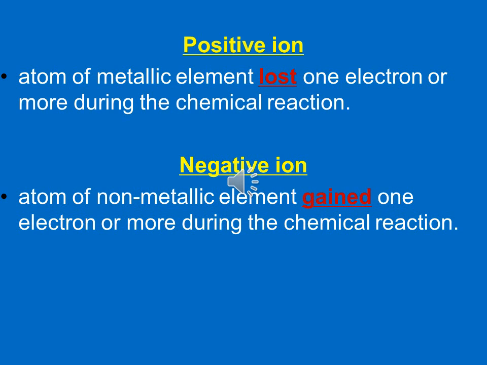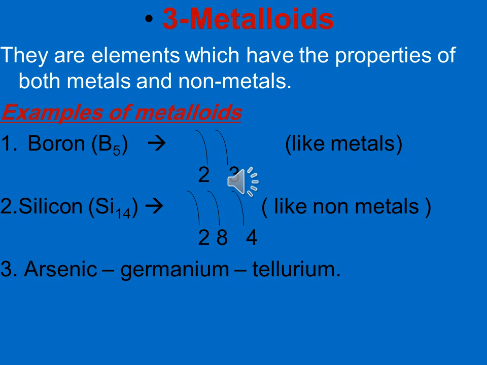The elements may be metals. Another type of element is metalloids. We didn't study it before, but metalloids are the elements which have properties from both metals and non-metals. Examples: we have boron, B5, whose electronic configuration is 2, 3, so it's like a metal. And we have silicon, Si14, 2, 8, 4, so it's like non-metals. Other examples are arsenic, germanium, and tellurium.